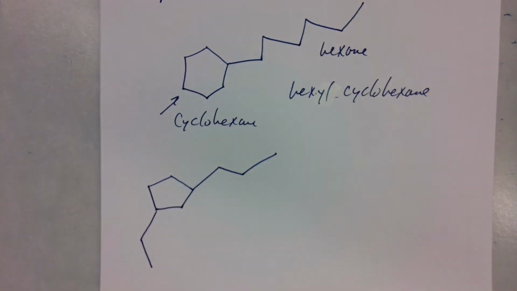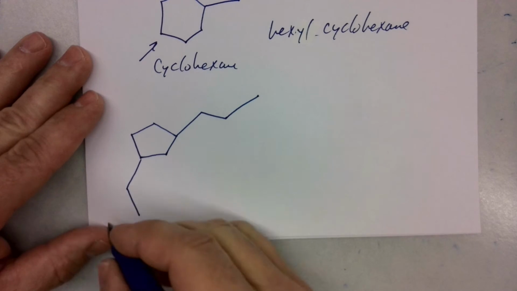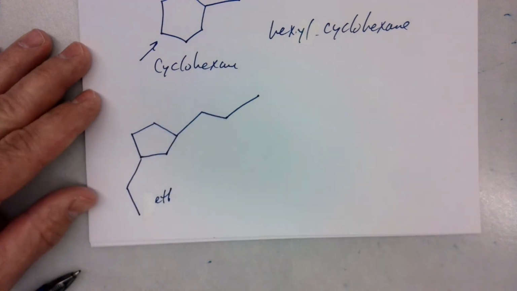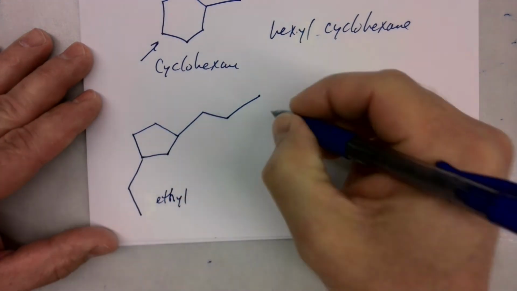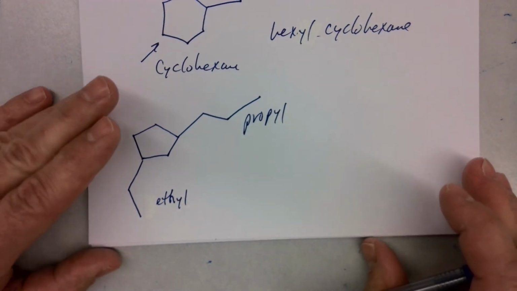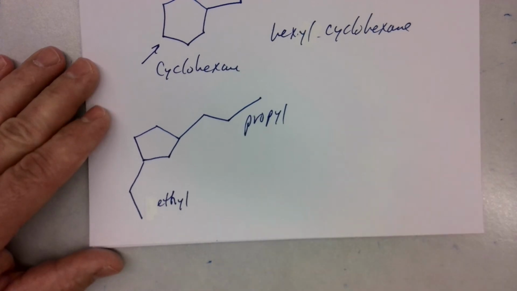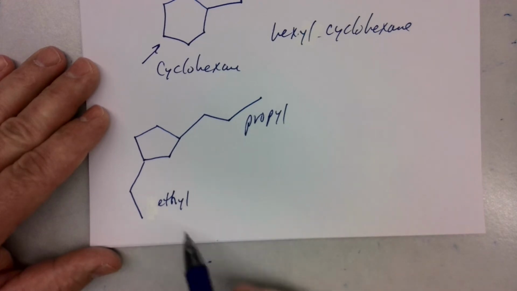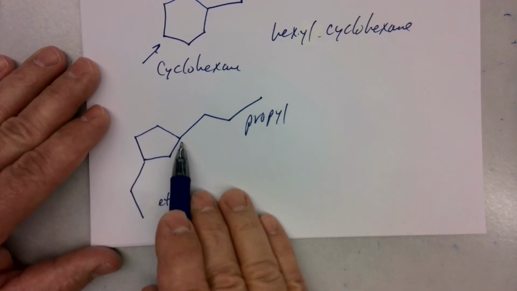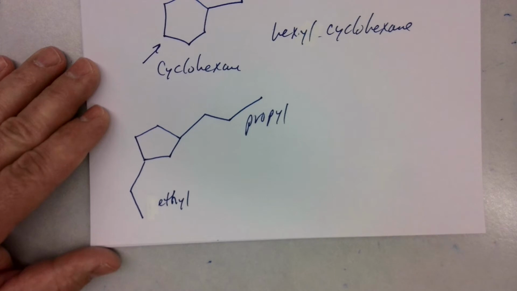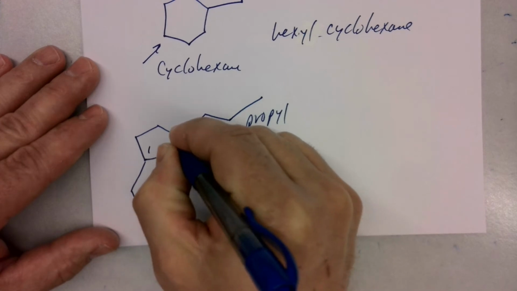Okay, so let's say I did that. Now, this is methyl. No, this is ethyl, right? This is ethyl. This is propyl, correct? Now, if you have a choice, you always want to start the numbering with whatever is going to start the name. So I've got a choice. I can go 1, 2, 3, or I can go 1, 2, 3, right? Well, which one's going to come first when I name this? The ethyl is, right? So I'm going to make that my 1, my 2, and my 3.